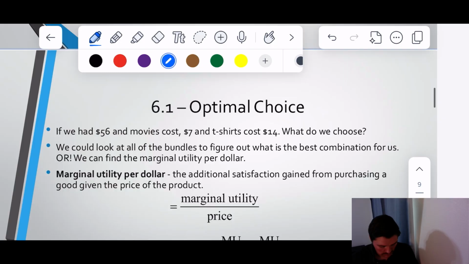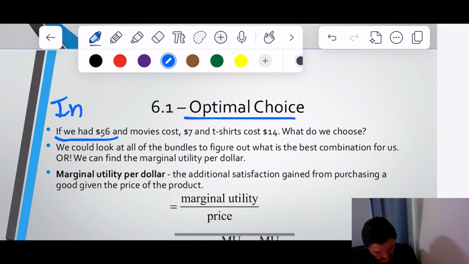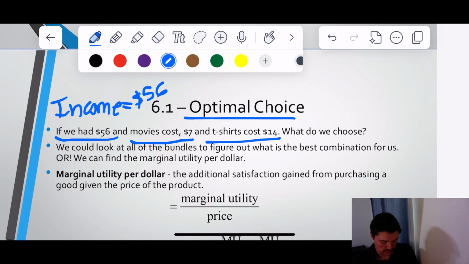So we're going to look at optimal choice here. The first thing we need is your income. In this case, your income is $56. And your movies cost $7, t-shirts cost $14. So how much would you choose?